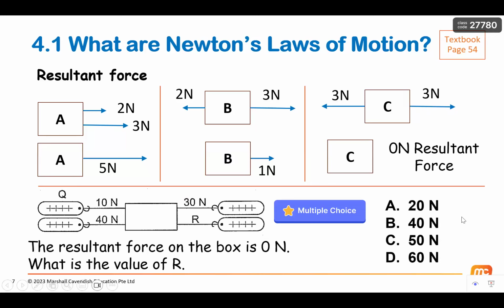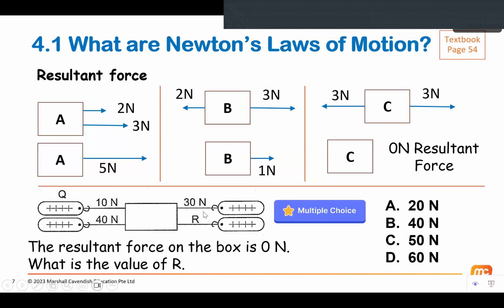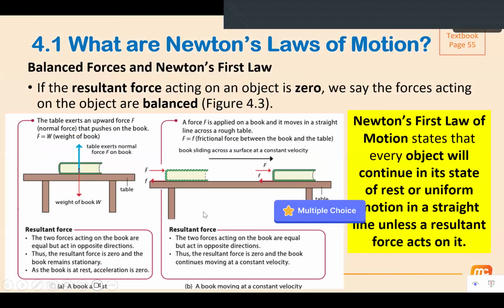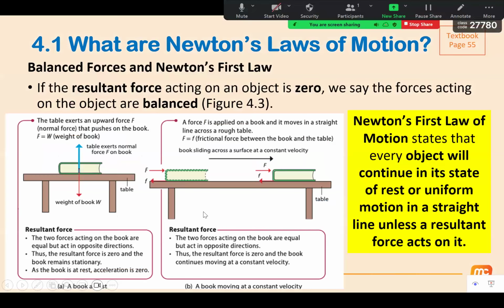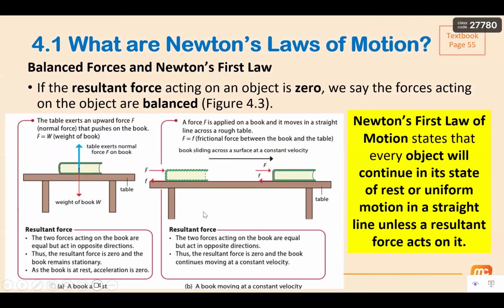Okay, let's go through. We say that the resultant force acting on this box is 0 newton. So what is a possible value for R? We can see on the left-hand side, I have a total of 10 plus 40, which is 50 newtons. And on the right-hand side, in order to have 0 resultant force acting on it, my right-hand side must also be 50. So R should be 20 newtons. 30 plus 20 will give you 50 newtons. Okay, so whenever we say that the resultant force acting on an object is 0, we say that the forces acting on the object are balanced. All the forces are balanced.